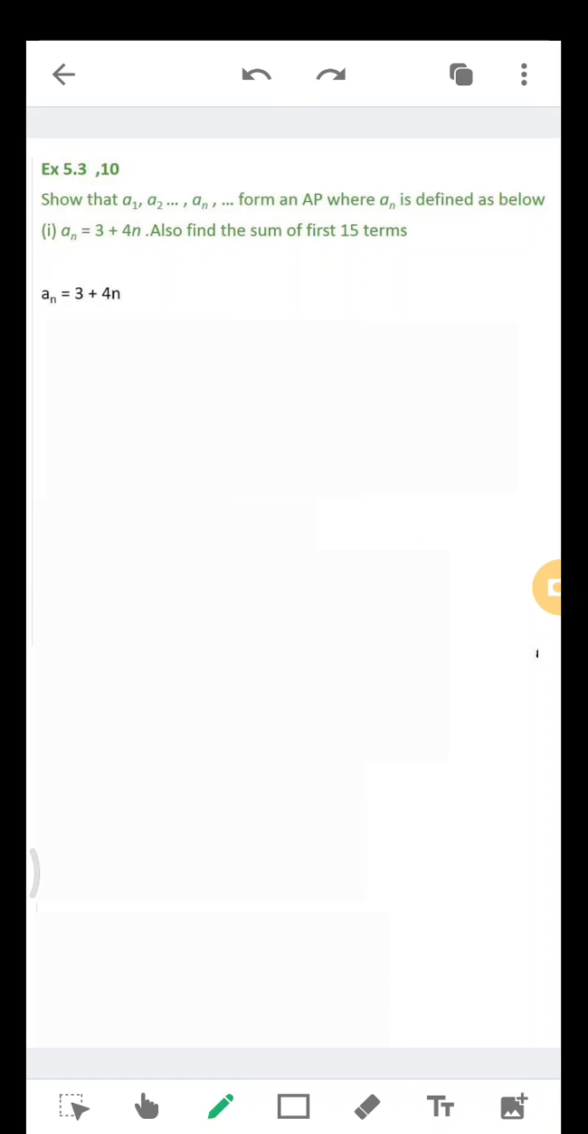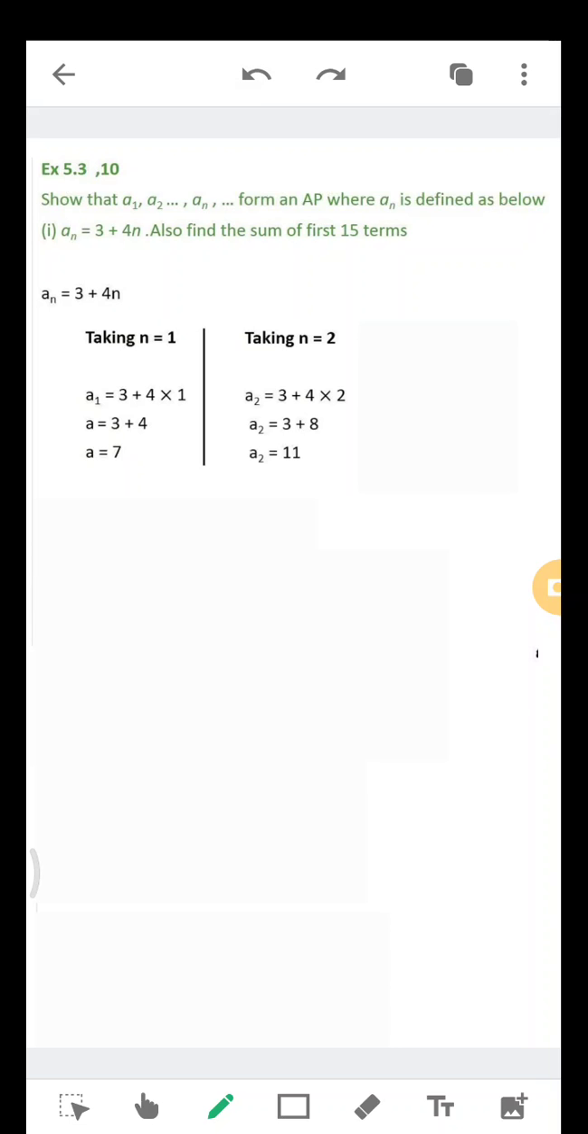What is the use of nth term in any series? Using the nth term you can build the series, you can find the arithmetic series. So an is given to us. I have taken an is equal to 3 plus 4n. Now we'll find the series in this way. We'll take first n is equal to 1. When I substitute 1 in place of n, 3 plus 4 into 1, that is 3 plus 4, 7. So this is your a1, the first term. In the same way, I'll take n is equal to 2, I get 11. Then n is equal to 3, I get 15.